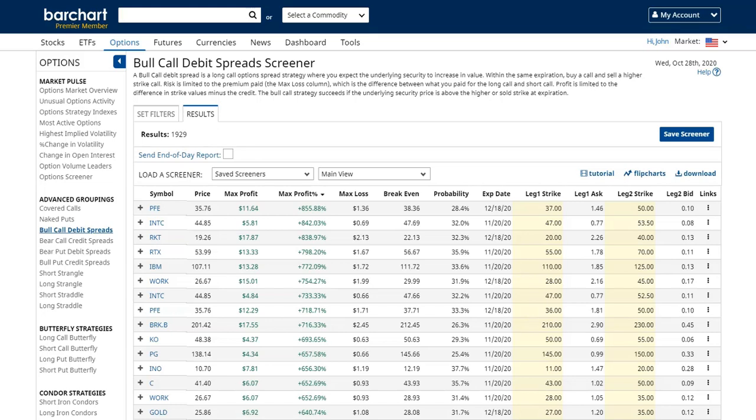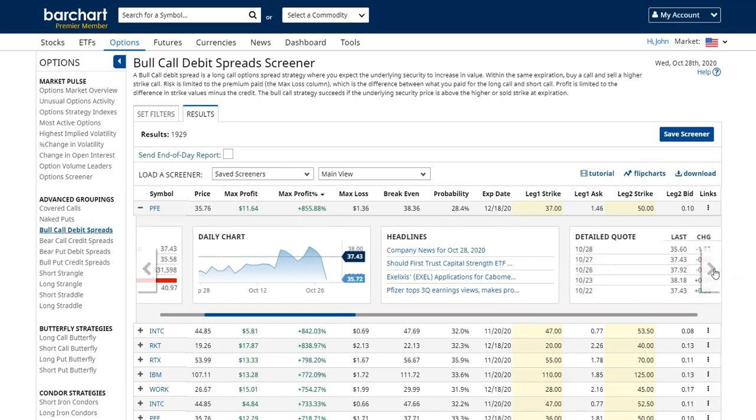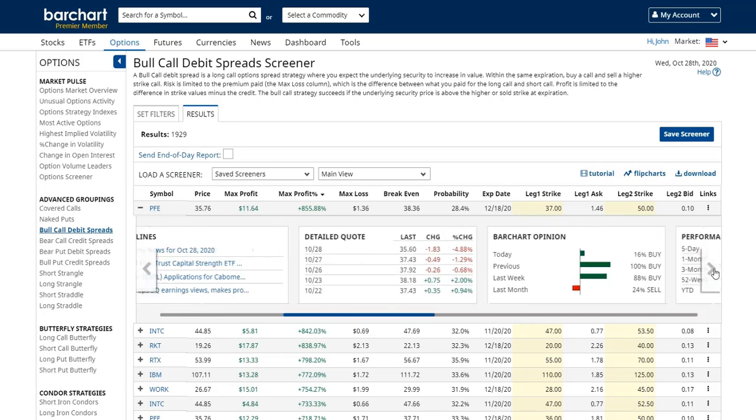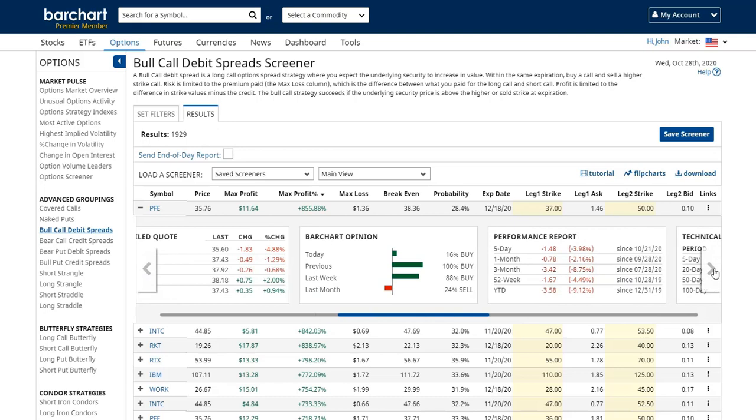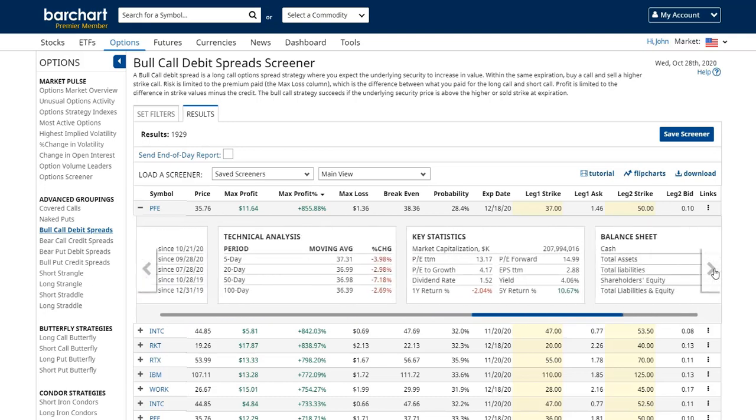So let's look at the columns here and see if we can learn some things. First of all, here's our symbol column. If you don't know what the symbol is or what the company is, you can click on the plus sign, and you'll see the name of the company, and you can scroll to the right here. You get a little chart, some headline news, some opinions, performance, key statistical information, so on and so on, right?